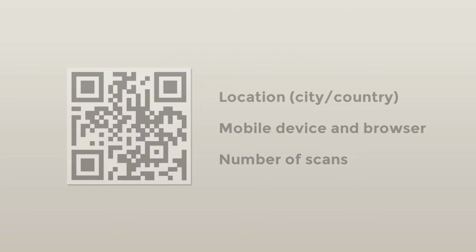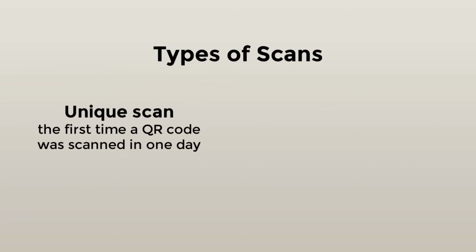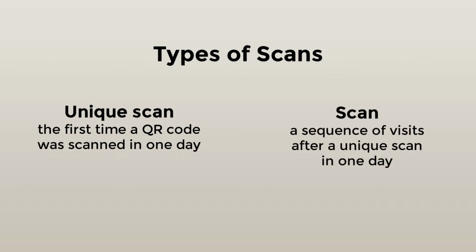Speaking of scans, there are two types worth discussing. A unique scan counts as the first time a QR code was scanned in one day, while a scan includes a sequence of visits to the content of the QR code after a unique scan in one day. More information between the two types can be found in the link in this video's description.